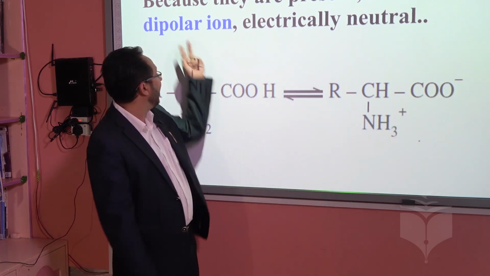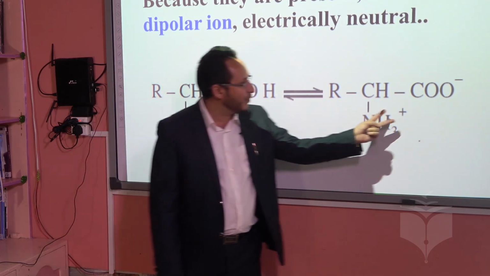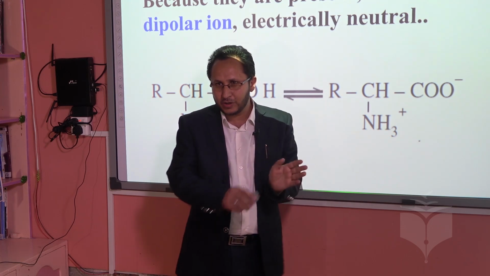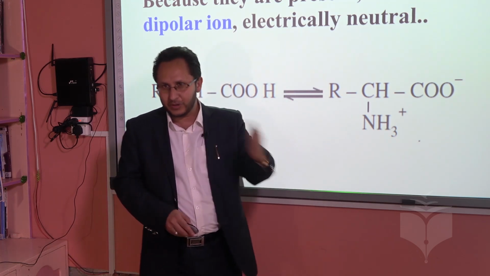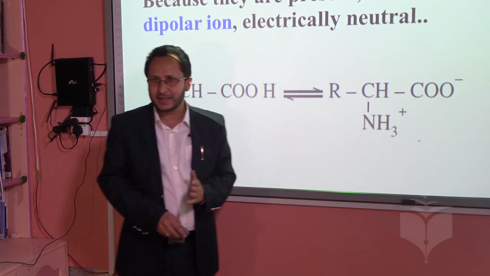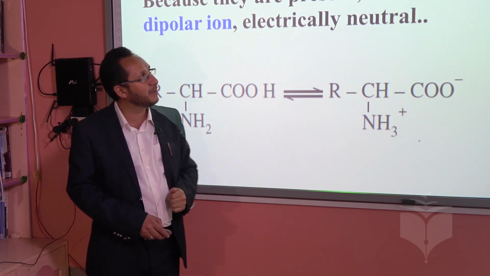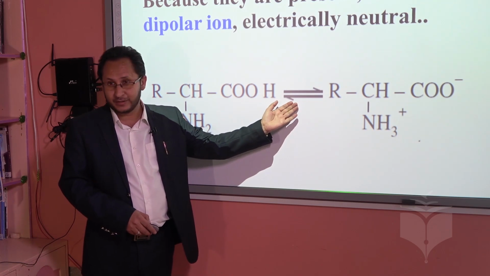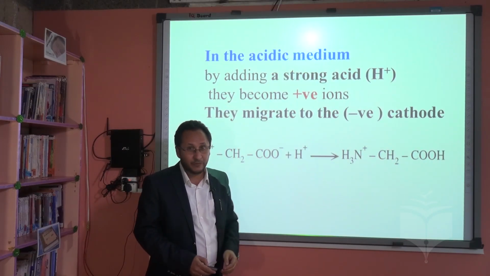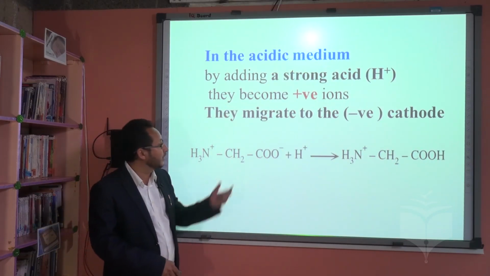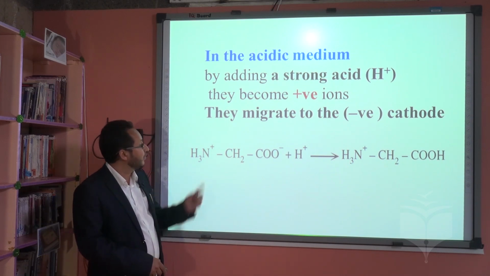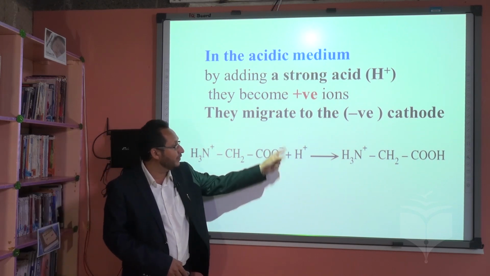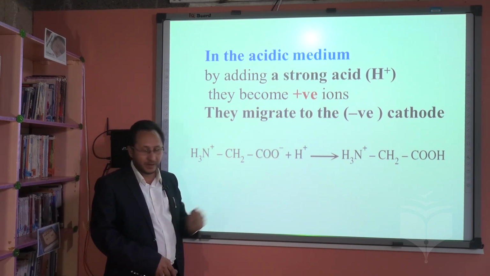We call it dipolar because we have a positive pole and a negative pole, so they don't attract to the anode or to the cathode by passing the current, so they are not affected by passing the current. But here we have a neutral solution. Now this is the neutral solution. We have a positive pole and a negative pole, so we call it dipolar.